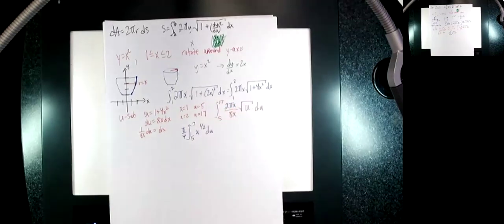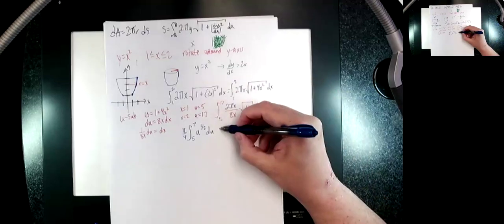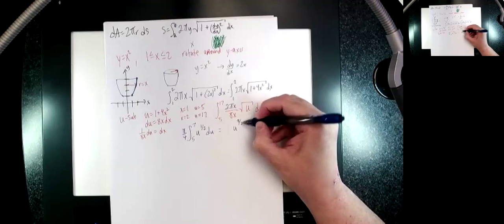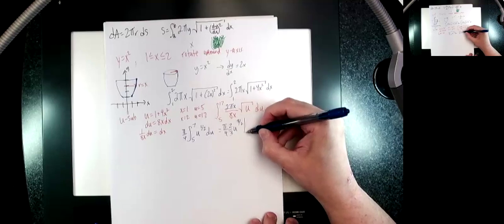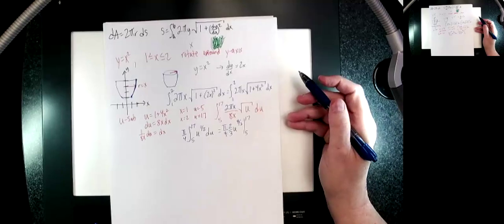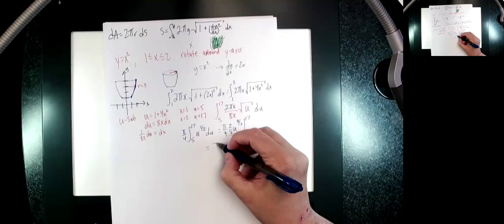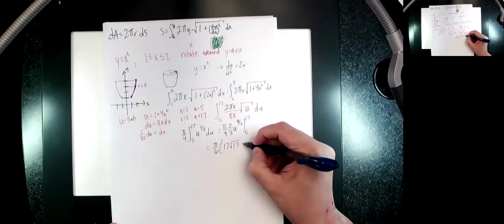And this becomes an easy integral. Up a power, divide by the power. 2/3, and we still have the pi over 4 out front. Oops, that should say 17. Okay, 17. Should get pi over 6 times 17 root 17 minus 5 root 5.